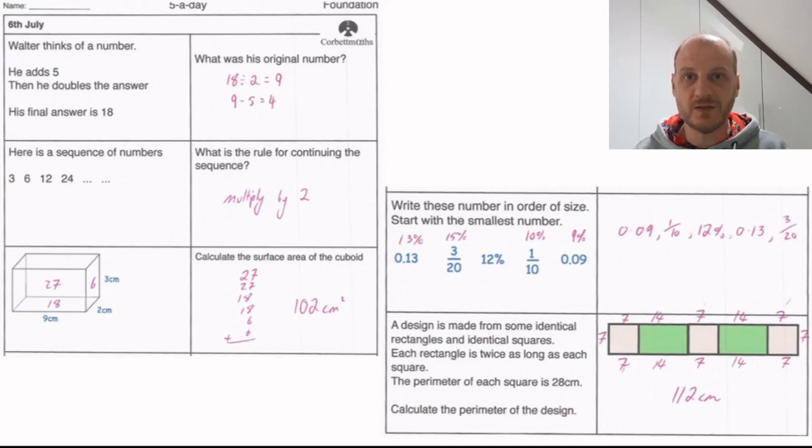Okay, here are the answers. So again, just pause the video, have a quick check to see how you've got on, and we'll get on to the main task today.